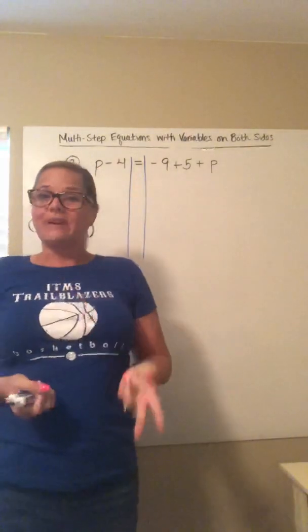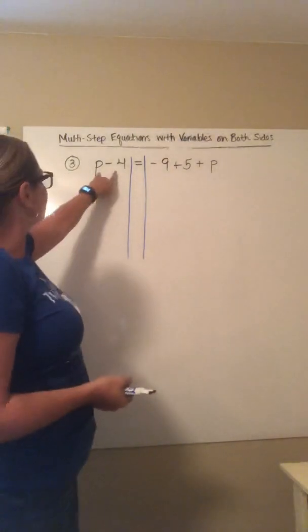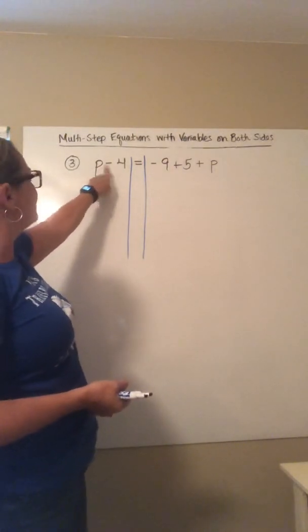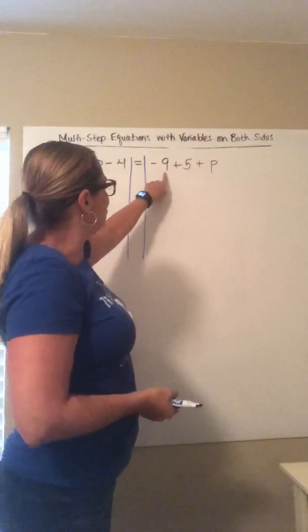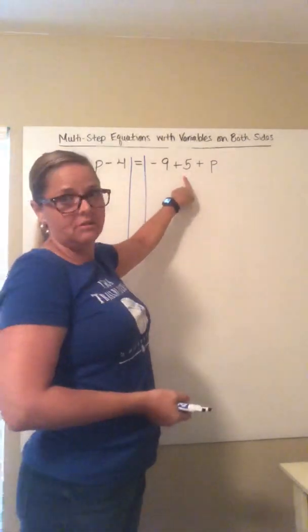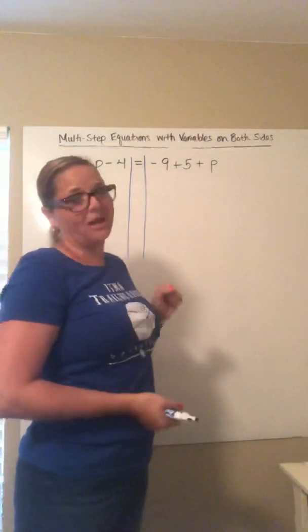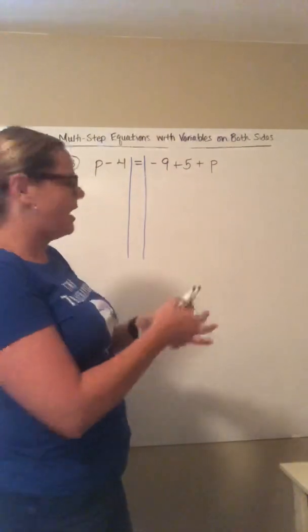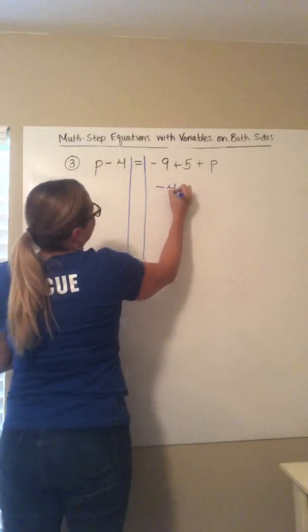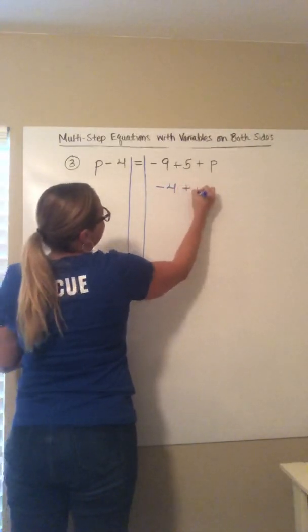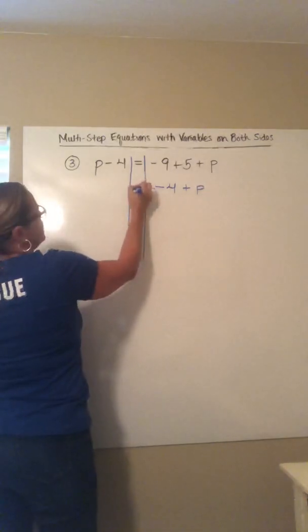Second, I'm supposed to look for like terms. This only has 2 guys over here, and one has a variable and one is a constant. They're not alike. Over here I have a constant and a variable. I'm going to go ahead and combine those constants. So -9 plus 5 is -4. I'm going to bring down that positive p, bring down my equal sign.